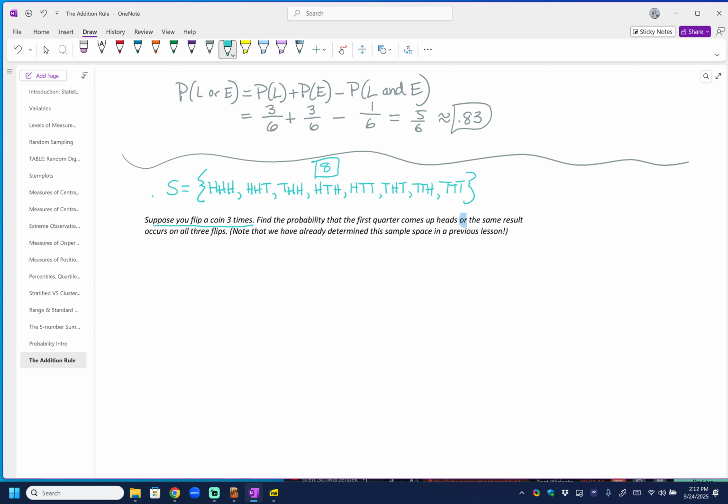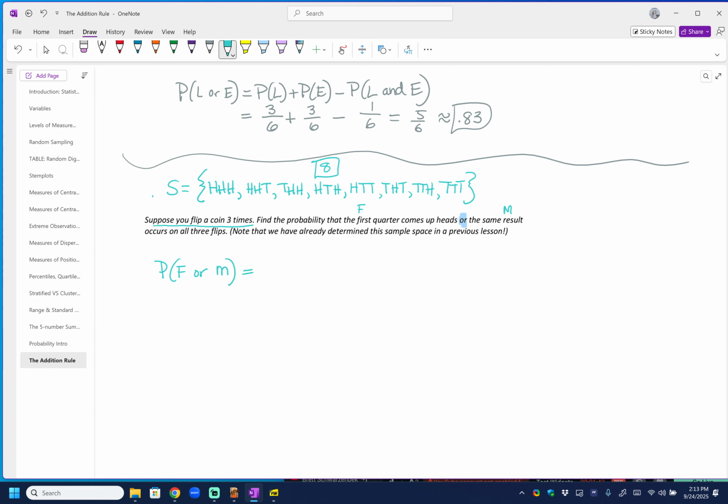So why don't we give a label to these events? It says first result comes up heads. Maybe we'll just call that F for first. And the same result on all 3 flips. Doesn't really matter what it is. Since there's nothing really jumping out at me, we'll just pick, let's say, an M. Okay. So let's say we're looking to find the probability of F or M.